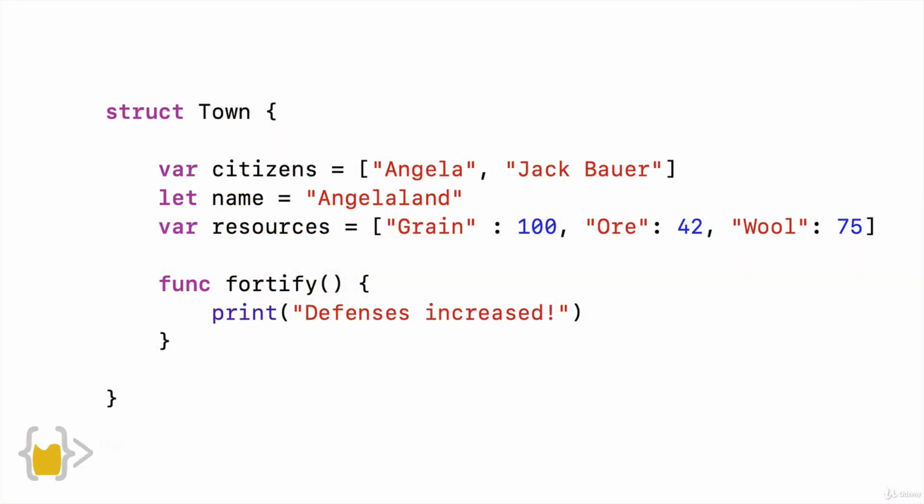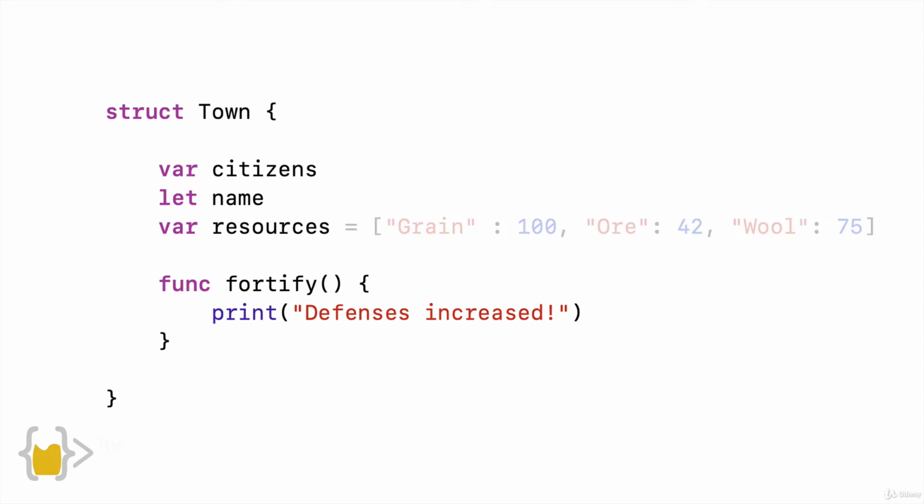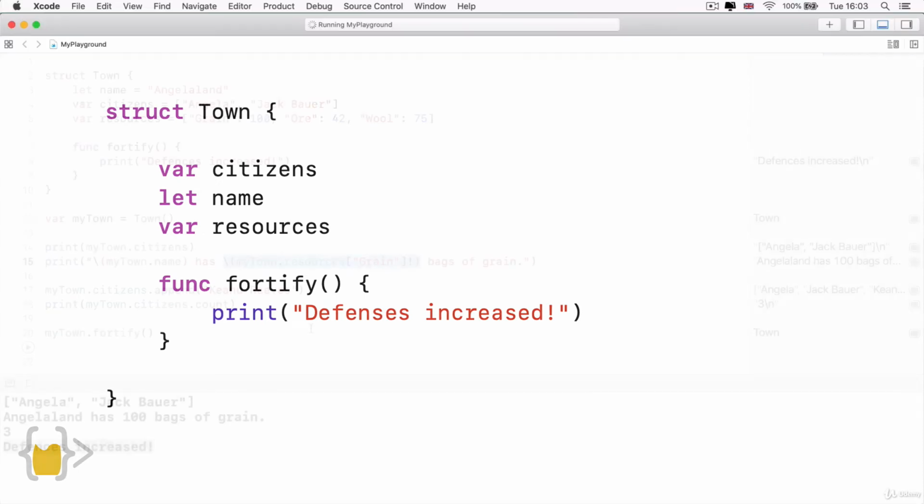But all of these places are different. They have a different name, different citizens, and different resources. Wouldn't it be nice if we could use our struct to act as a blueprint for all of these towns, but still be able to customize each town? Well, that's where the initializer comes in. Let's head back into Playgrounds to see this in action.